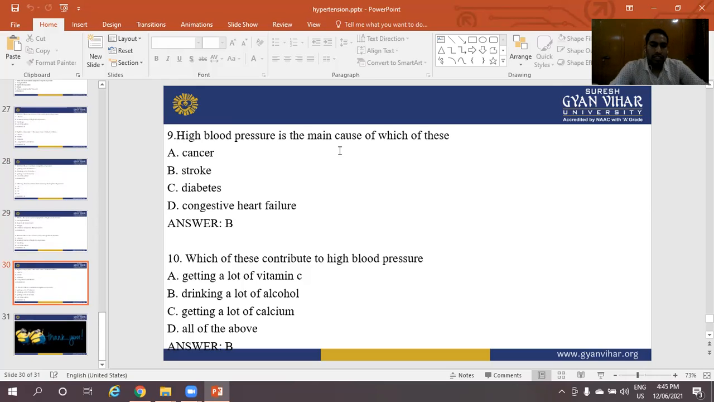The next question is, which of these contribute to high blood pressure? Option A is getting a lot of vitamin C. Option B is drinking a lot of alcohol. Option C is getting a lot of calcium. Option D is all of the above. The right answer for what contributes to high blood pressure is drinking a lot of alcohol.